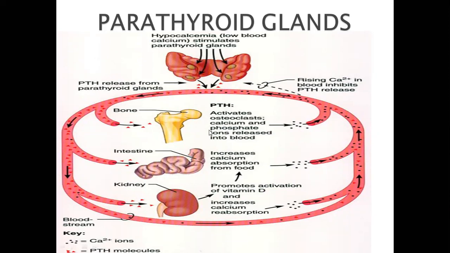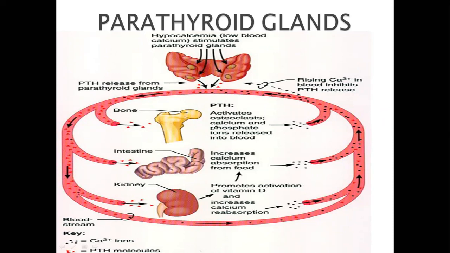Number one, parathyroid glands work antagonistically to calcitonin. Calcitonin was responsible for the deposition of calcium in the bones, but this works opposite to that. It maintains the calcium level in the blood, not in the bone. So simply you can say that it moves calcium from bone towards the blood.